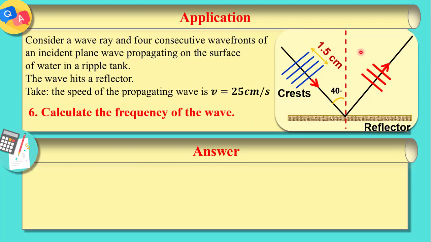Calculate the frequency of the wave using the relation V equal lambda f. You have V is given and lambda is equal to 0.5 centimeter, then f is equal to V divided by lambda is equal to 25 divided by 0.5 is equal to 50 Hertz.